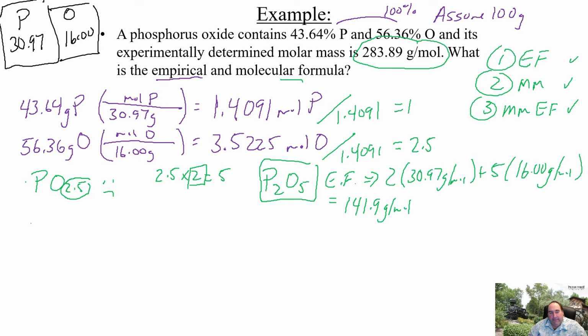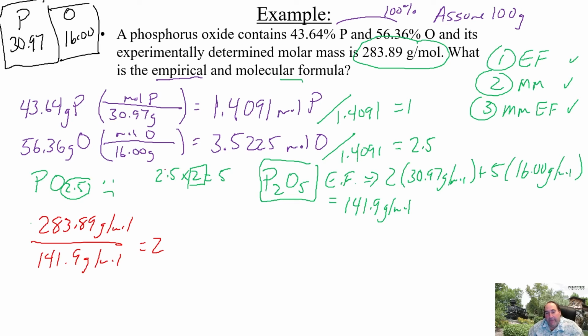We're going to take the molecular formula's molar mass that was given to us, 283.89, and divide it by the empirical formula's molar mass, 141.9 grams per mole. That's going to give us the factor we need to multiply the empirical formula by. That factor in this case is about 2. By the way, it won't always be a 2, though we hit a number of 2s in a row. So we're going to multiply this by 2, which gives us P4O10, our molecular formula in this particular case.